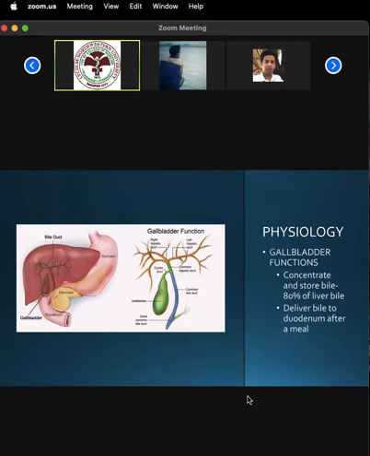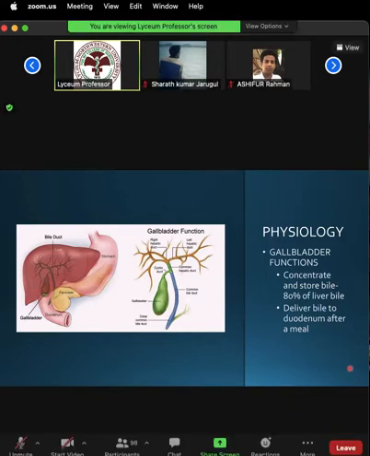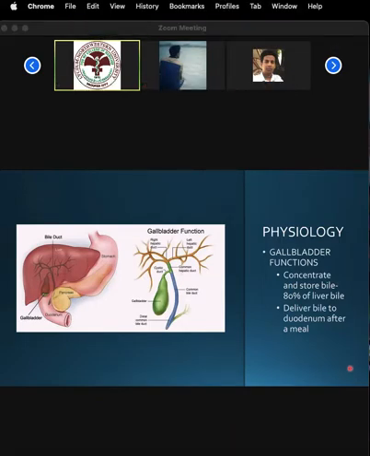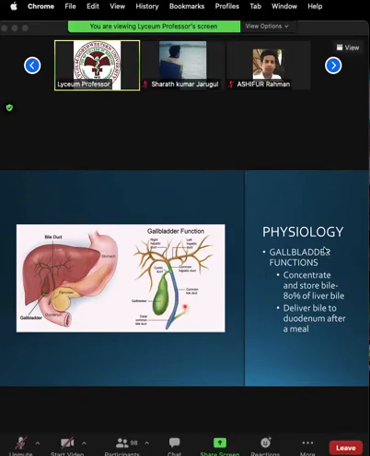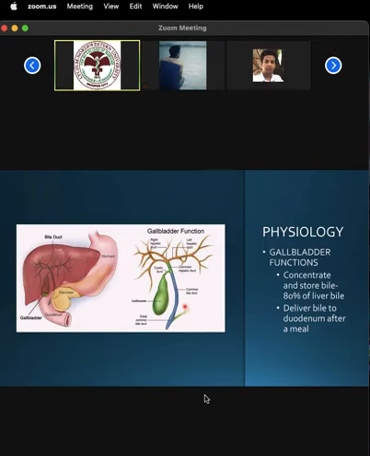Now, practically, the gallbladder functions as a storage tank. During storage of bile, it concentrates 80% of liver bile and delivers this bile to the duodenum after a healthy meal, during contraction of the gallbladder and relaxation of the sphincter of Oddi.